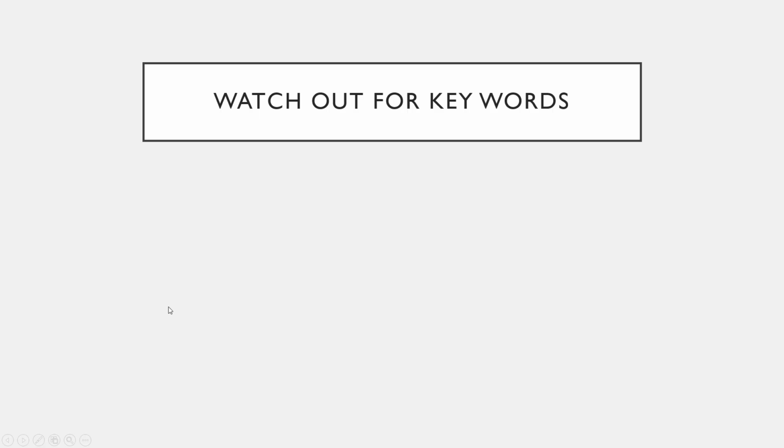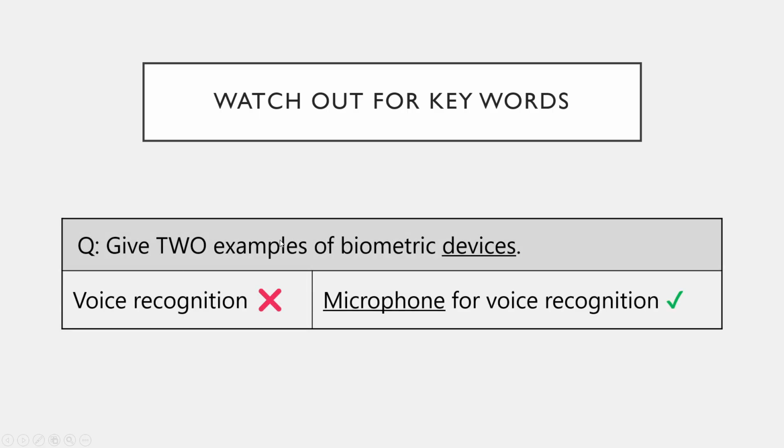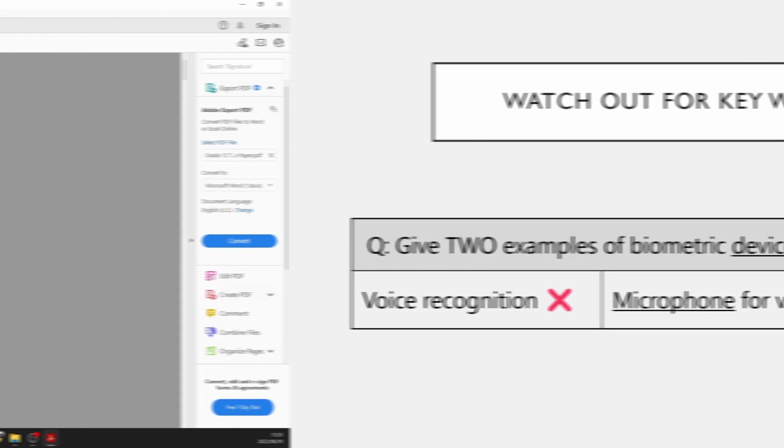you also just want to watch out for keywords. Give 2 examples of biometric devices. Now, some will say, oh, voice recognition. No, they spoke about a device. So yes, with voice recognition, that is one way of using biometric security, but what device do we use to do that? A microphone. Okay, microphone for voice recognition. So please, this is just, again, another way to ensure that you are giving the correct answers.